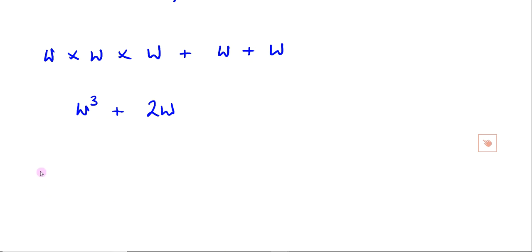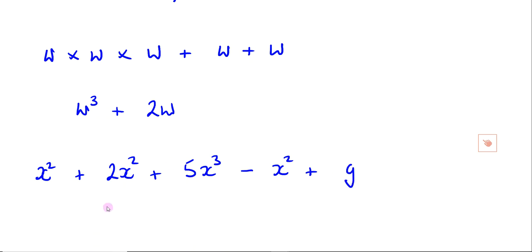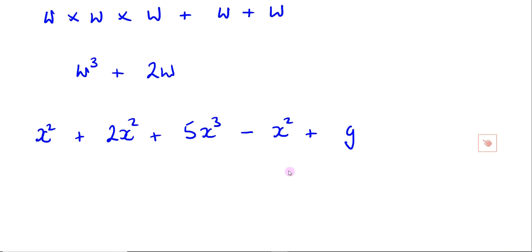So what about if I said x squared plus 2x squared plus 5x cubed minus x squared plus g. Can you put x squareds together? So how many do we have here? 2. So I've got 2x squareds, because 2x squared plus x squared is 3x squared, but then we subtract an x squared and get 2x squared. And then nothing else is the same. 5x cubed plus g. They stay separate. So we don't smudge them all together.